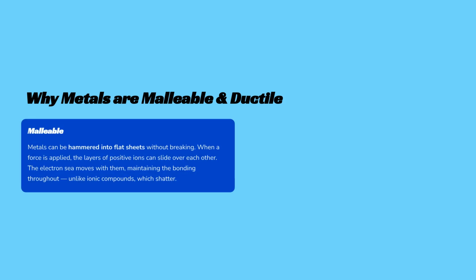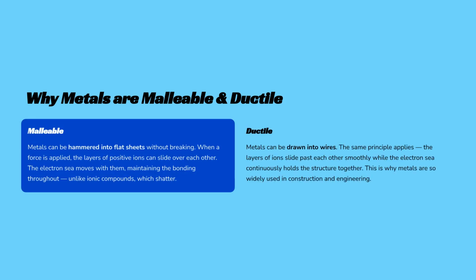Metals are malleable, hammered into sheets, and ductile, drawn into wires. When force is applied, the ion layers slide over each other. The electron sea keeps the bonding intact, preventing shattering, unlike ionic compounds.